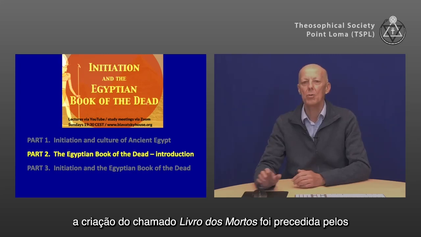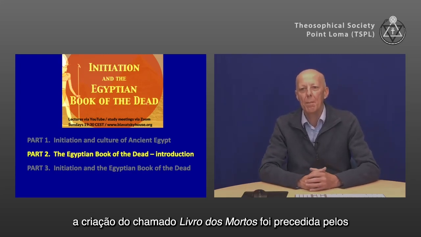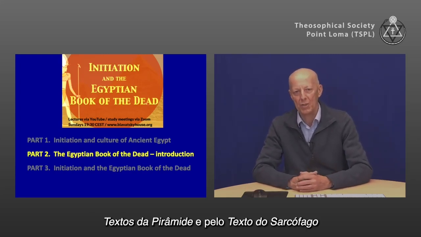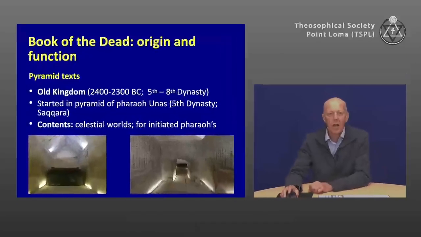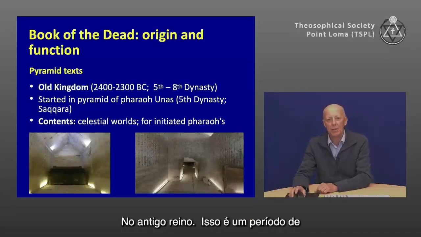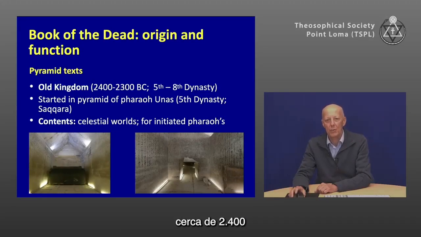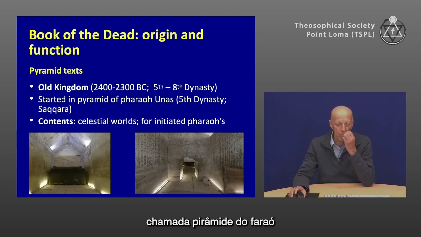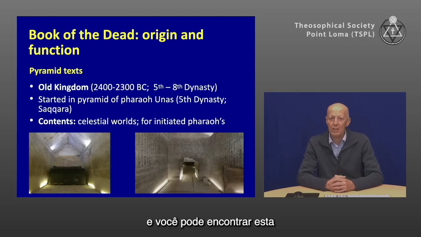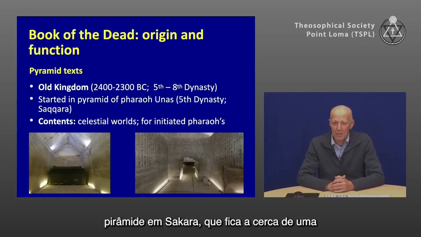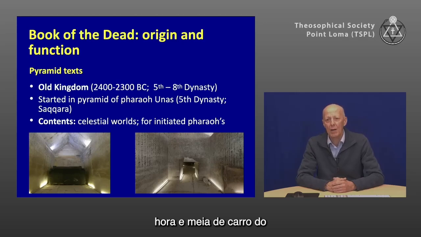The creation of the so-called Book of the Dead was preceded by the pyramid texts and the sarcophagus texts. What were the pyramid texts? In the Old Kingdom, a period of around 2400 to 2300 BC, it started in the so-called pyramid of Pharaoh Unas, 5th dynasty, and you can find this pyramid in Saqqara, which is about 1.5 hours drive from the center of Cairo.